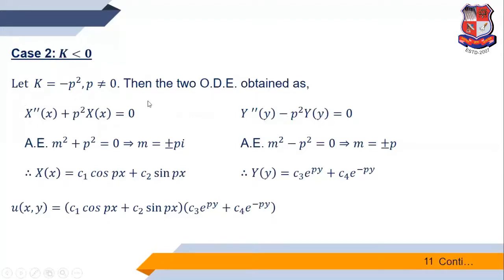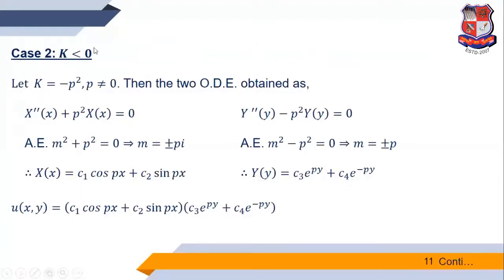Now these are second order ODEs. We apply the ODE method. So the auxiliary equation is m squared plus p squared is 0. So m is equal to plus or minus pi, a complex root. Therefore X is equal to c1 cos px plus c2 sin px. In a similar way, here the auxiliary equation is m squared minus p squared is equal to 0, which implies m is equal to plus or minus p. So this root is real and different. So we write Y of y is c3 e raised to py plus c4 e raised to minus py.